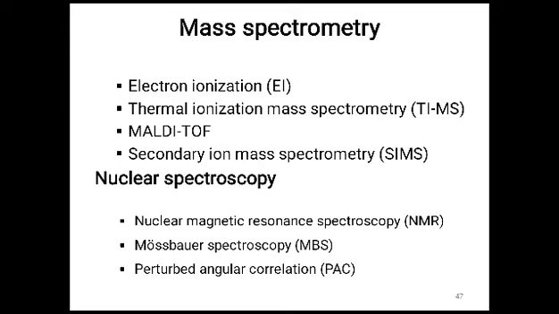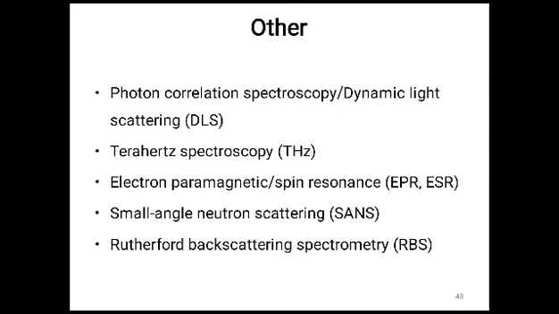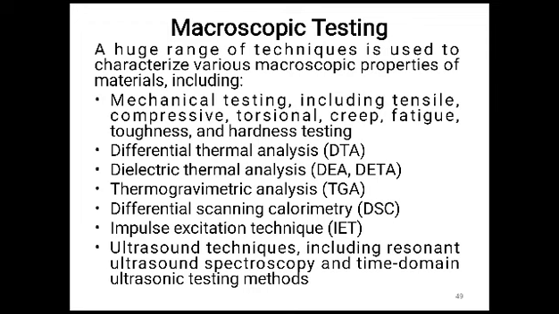Next is nuclear spectroscopy: nuclear magnetic resonance spectroscopy, Mossbauer spectroscopy, perturbed angular correlation. Others: photon correlation spectroscopy, dynamic light scattering, terahertz spectroscopy, electron paramagnetic spin resonance, small angle neutron scattering, Rutherford backscattering spectroscopy.